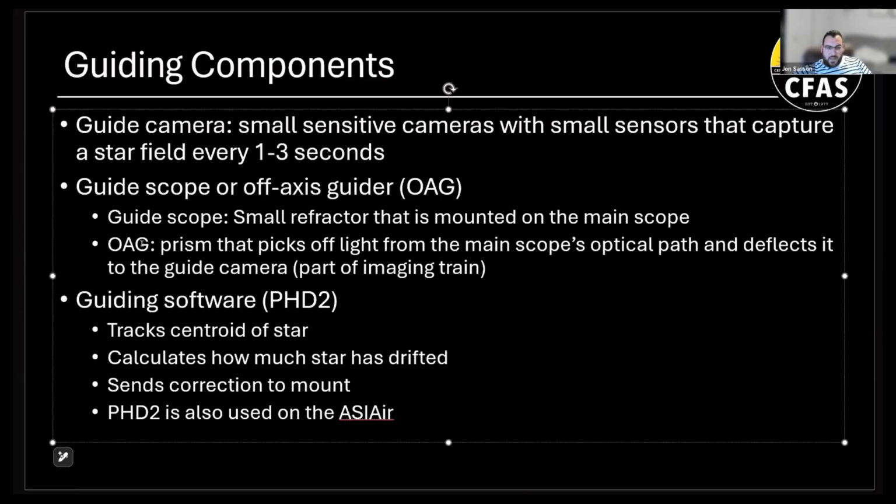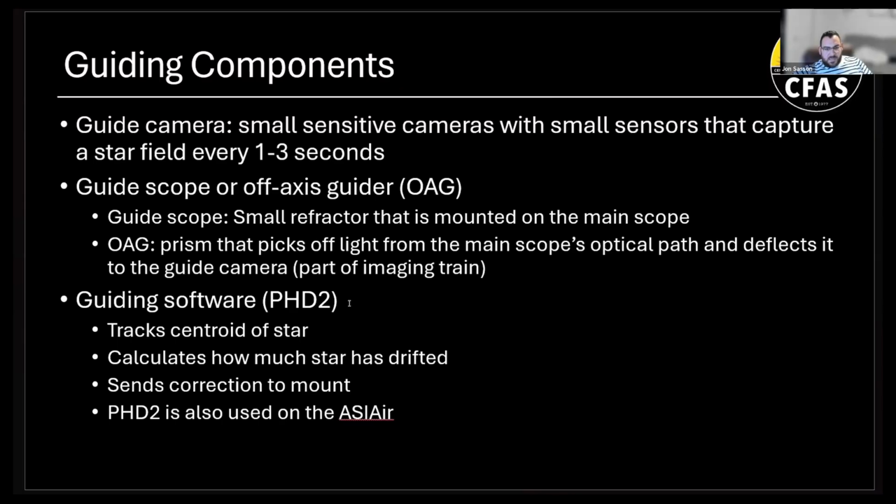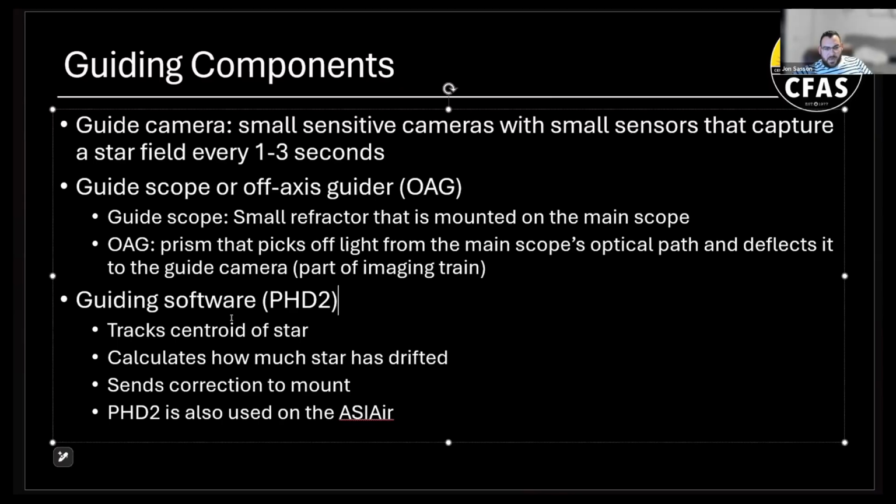or you have an off-axis guider, which is part of your imaging train, and it's essentially a prism that's picking up light from the main scope's optical path and deflecting it onto the guide camera. And that's part of the imaging train. Here, I'll show a picture in a second. And then lastly, you need guiding software.